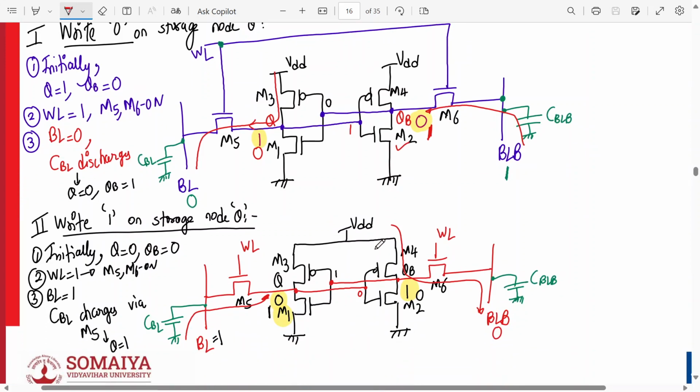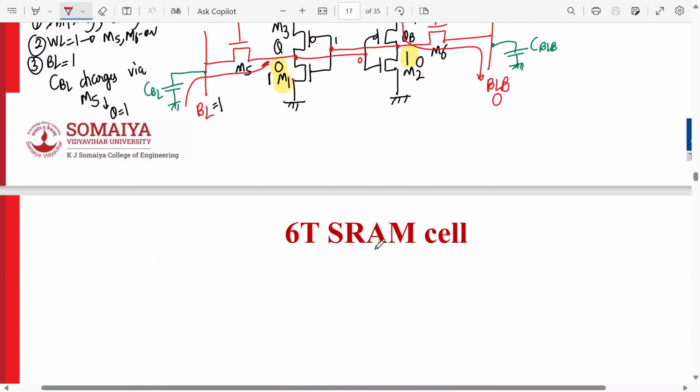Yes or no? Now we are going for read operation. Once we explain read operation, the majority of your task will be over.